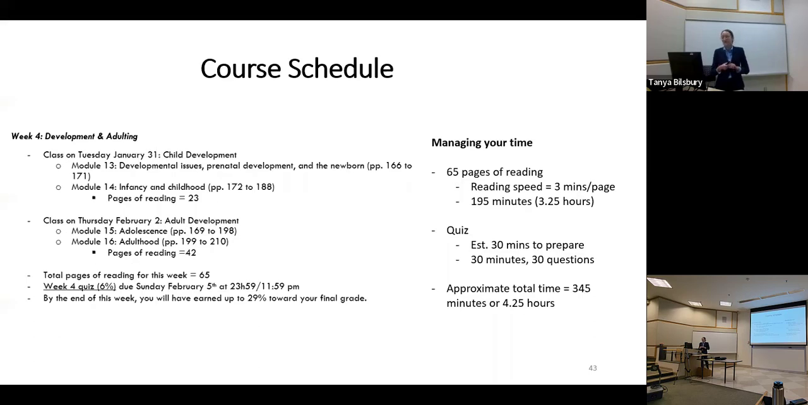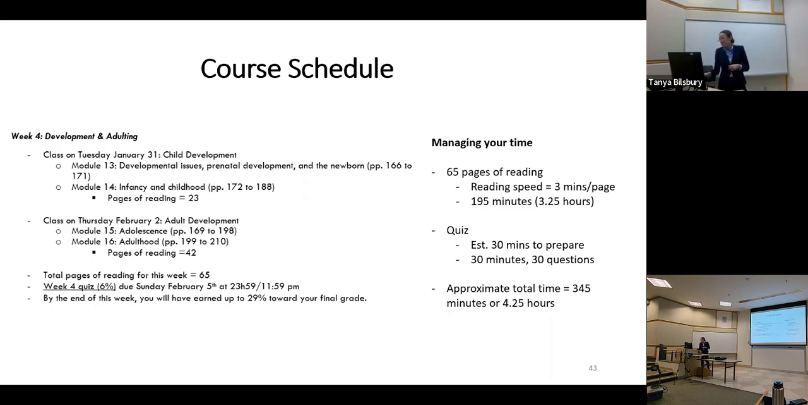This is an example of what the course schedule looks like, and I've broken it down for you as finely as I can, so you know how many pages of reading, and you can use that information to help plan your schedule a little bit. You can figure out what your reading speed is. If it's 3 minutes a page, 65 pages of reading is 3¼ hours of reading. You can find time for that in your schedule.